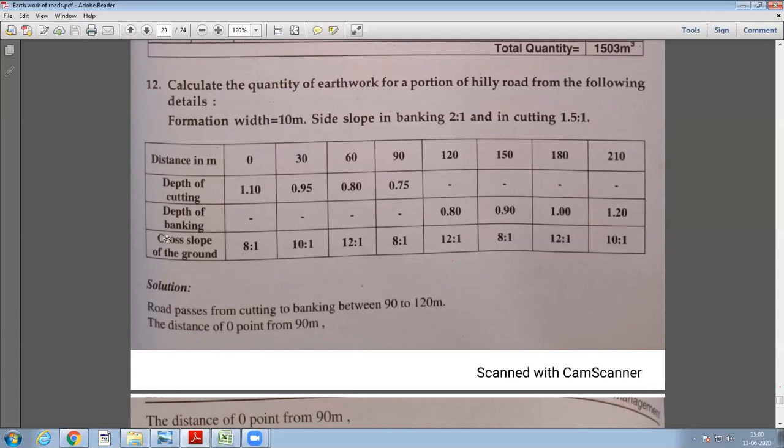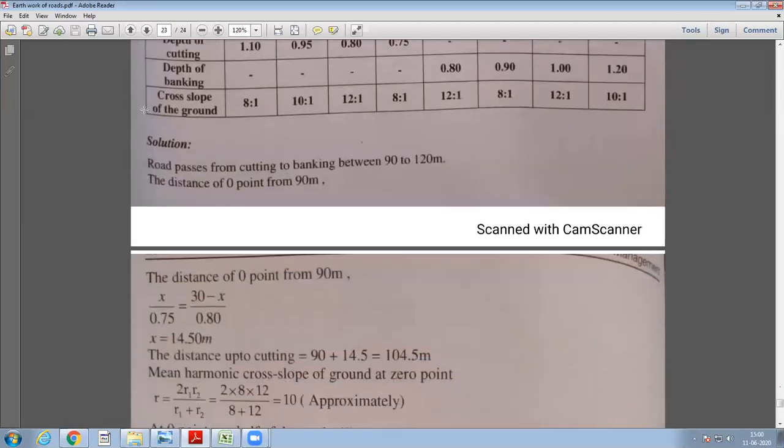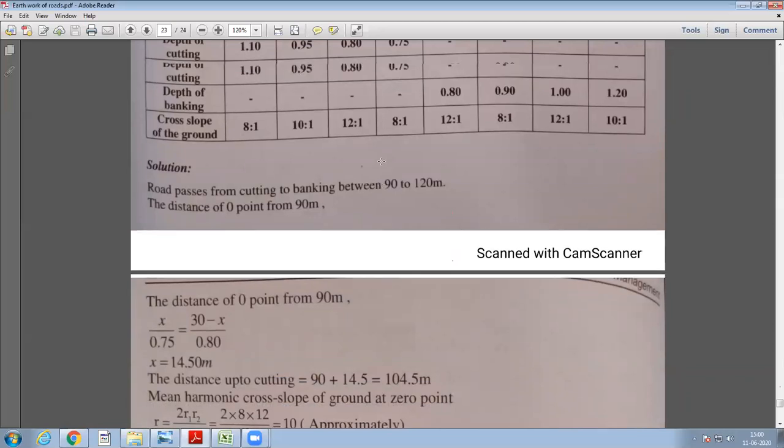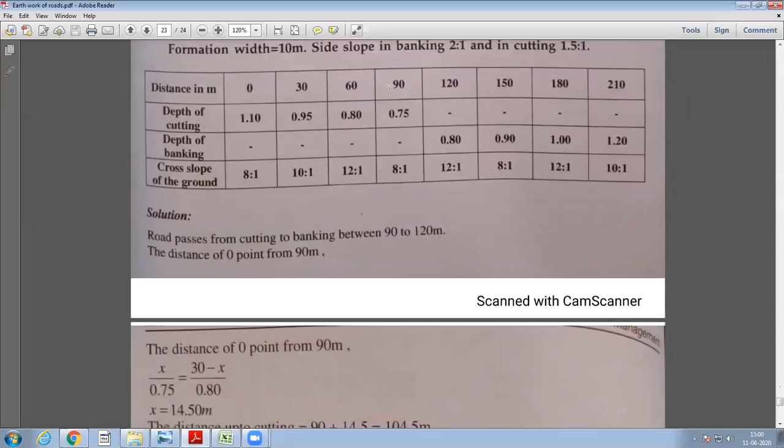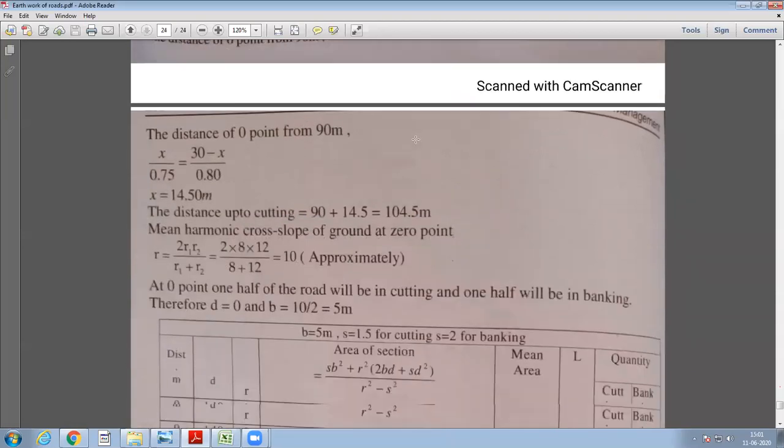So we have a cross slope of the ground level, that is R values. In this problem, R value keeps changing at every chain edge. You can observe. For this problem, let us see how to solve. Road passes from cutting to banking between 90 and 120. Wherever there is a change from one point to the other point, you need to find the point where there is no filling and no cutting, that is, the zero point depth, you need to find the distance.